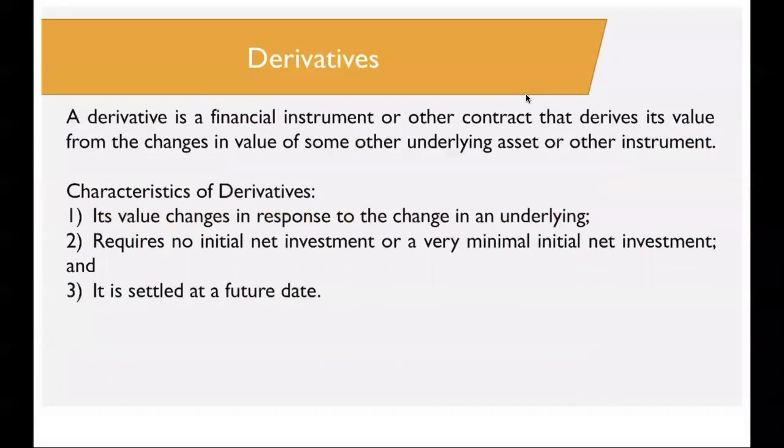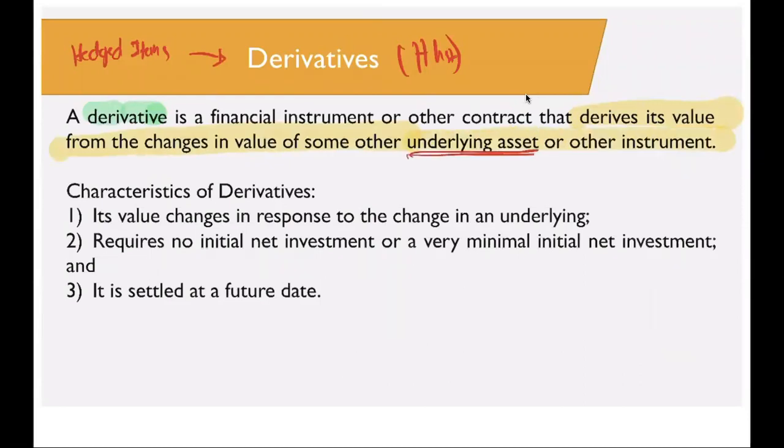Now we go with your derivatives. You already know what a derivative is. Your derivative is your hedging instrument. Okay? So out of your different hedged items, we can make use of a derivative. So what is a derivative? A derivative is a financial instrument or other contract that derives its value from the changes in value of some other underlying asset or other instrument. So one important item here is your underlying asset.